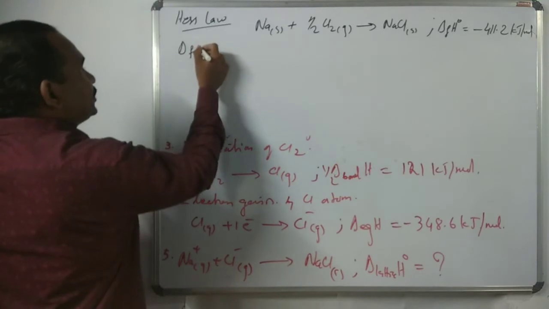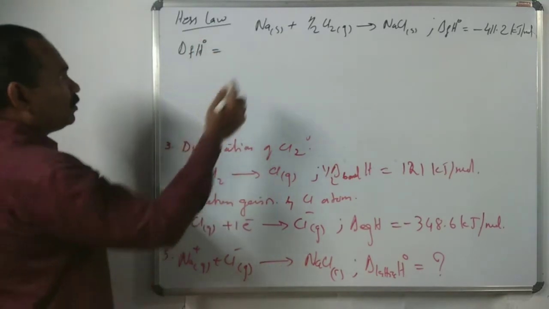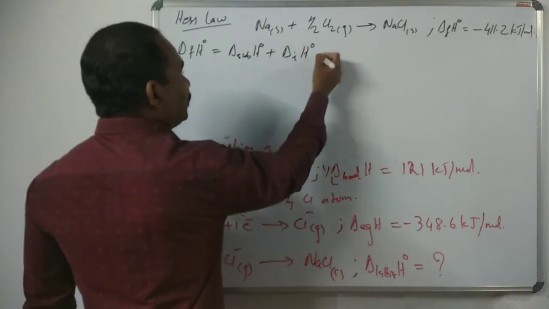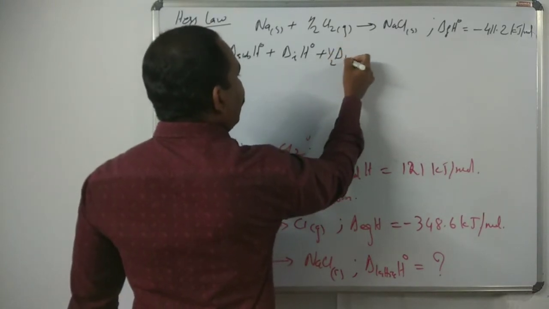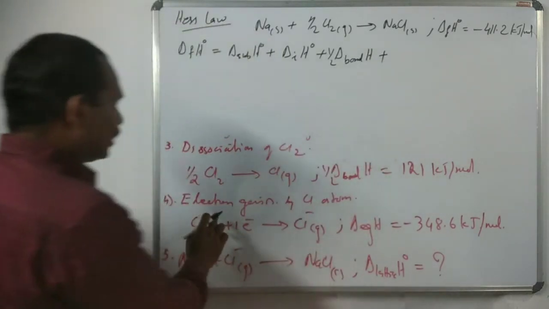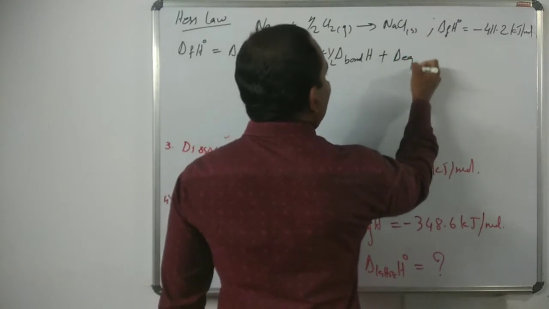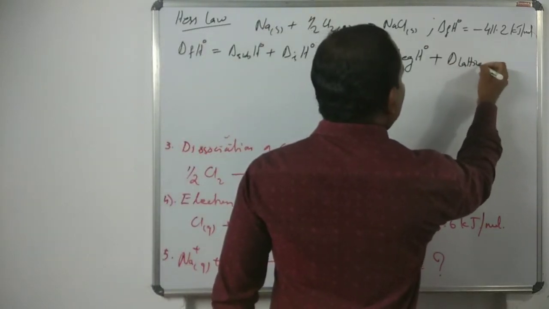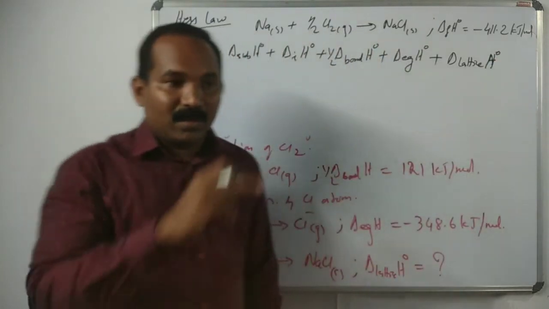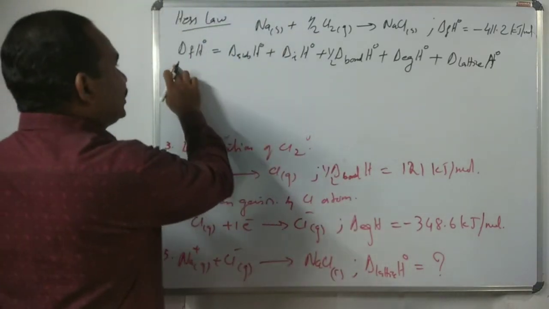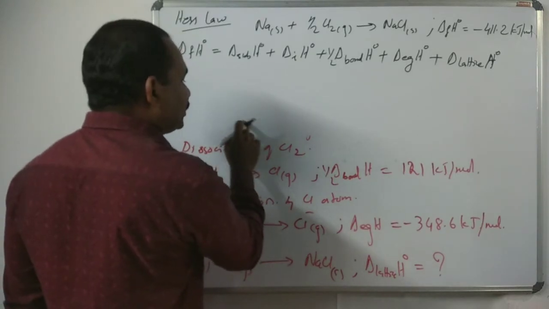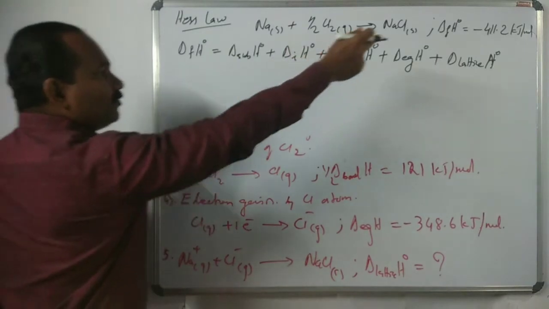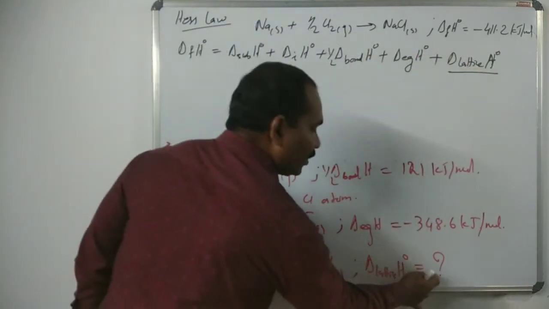Then according to Hess law, the formation enthalpy is equal to the first step, delta sublimation enthalpy, second step, delta ionization enthalpy, third step, half the bond dissociation enthalpy, plus the fourth step, electron gain enthalpy, all in the standard form. Next, the last one is the delta lattice enthalpy. You should keep the Born-Haber cycle in your mind. In the Born-Haber cycle, Na plus and Cl minus give NaCl solid. That is formation enthalpy. We discussed the different steps, and then we have to determine the lattice enthalpy.